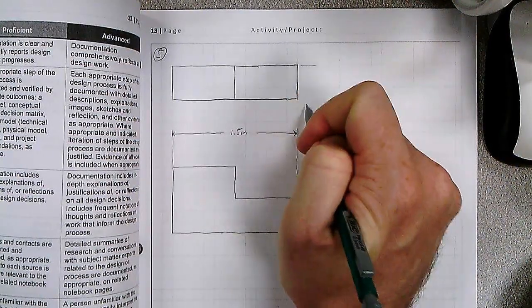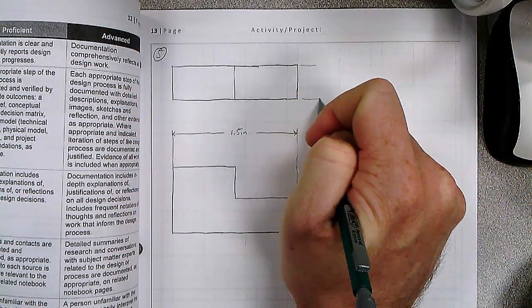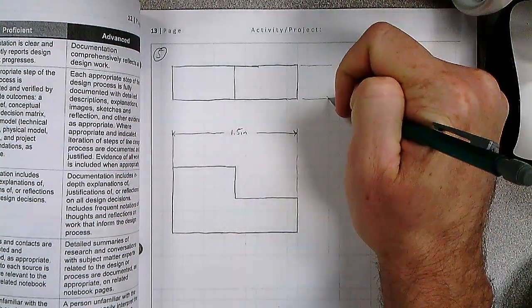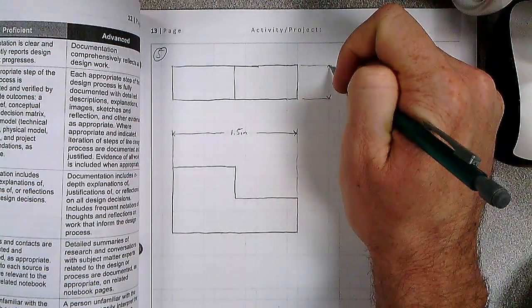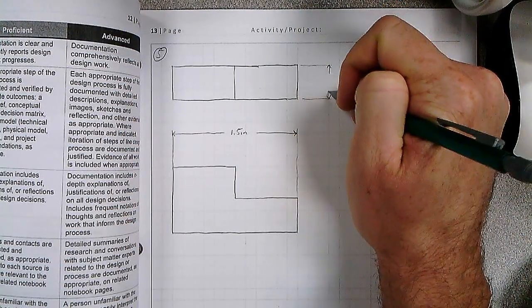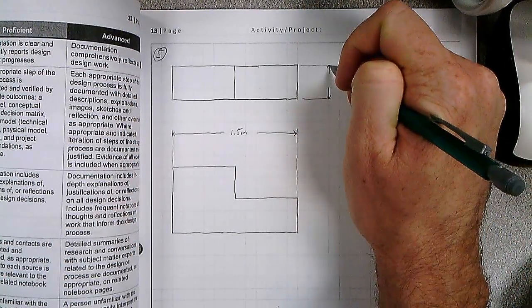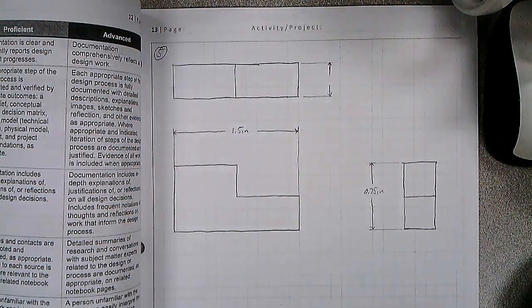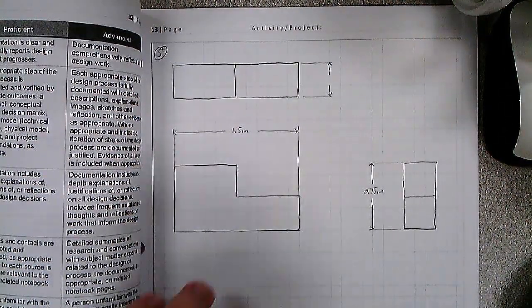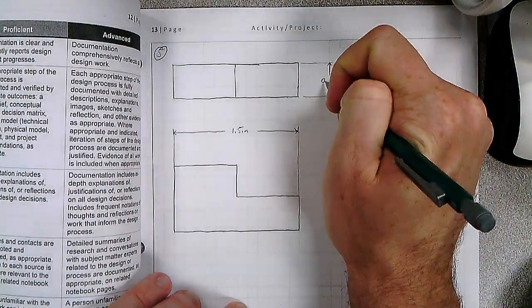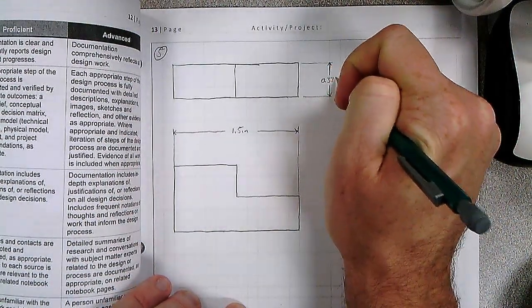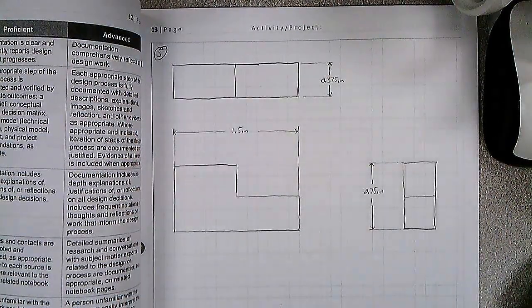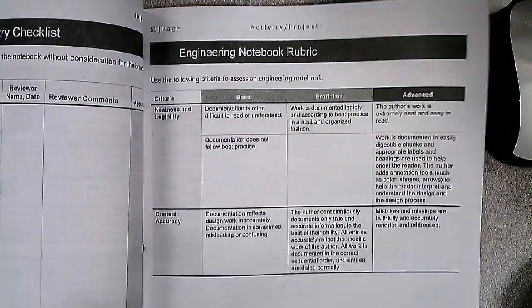Let's copy again. Extension lines. And then again, that is 3 times 0.125, which is 0.375 inches. So now I've done my overall dimensions.